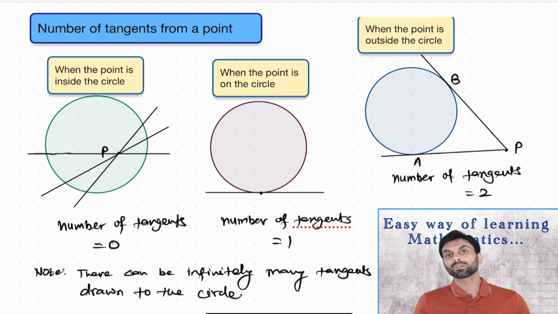So when we do not talk about the point, then we can draw infinitely many tangents to the circle, as a circle is a collection of infinitely many points. And so on each of those points we can draw a tangent, and so there are infinitely many tangents on a circle. But when it is about a point, then it will be specific to 3 different situations which we have seen earlier.